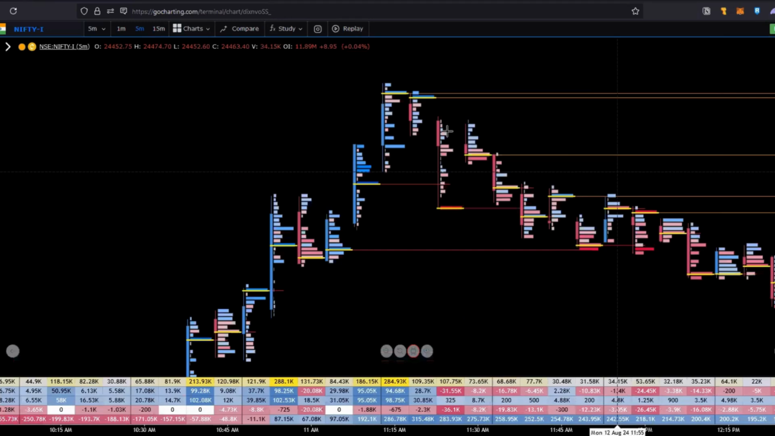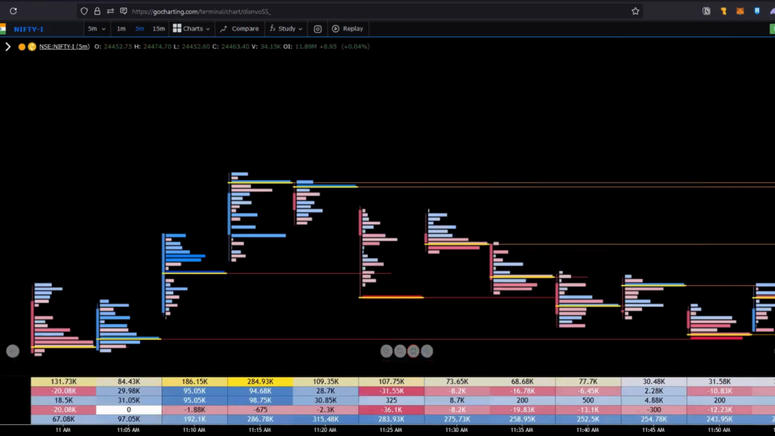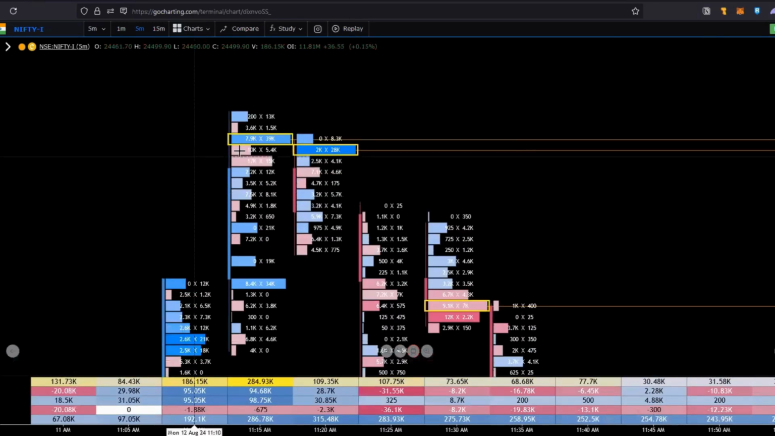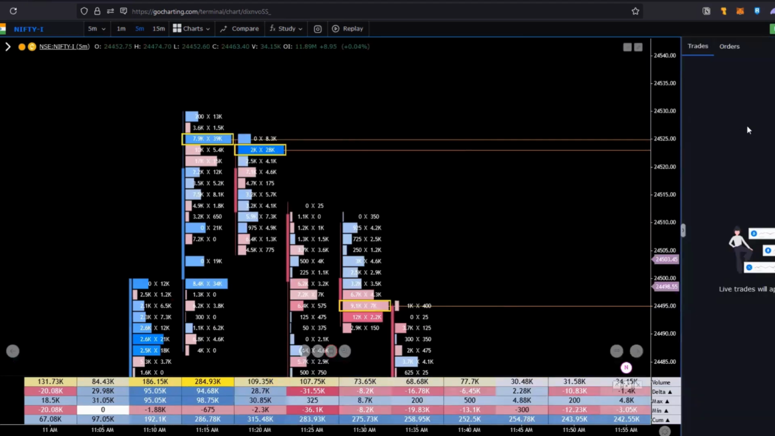So once we got there, here the same reaction, we got absorbed, and I took the entry. This wasn't the perfect and best example to trade. So I entered somewhere here as absorption happened. Then I saw sellers entering. Then also we have a trade book here.